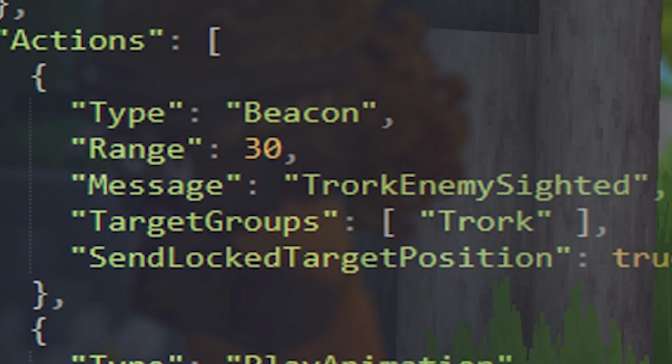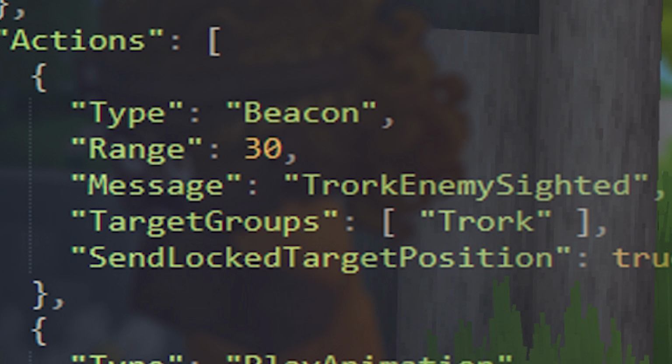So right here we can see the word range. So essentially this is the radius around the mob that it will detect the player or any other mobs if they happen to be looking for them. At the moment I'm not entirely sure what the measurement is because it says 30, but I can't imagine that it would be 30 blocks away that the Trork would notice you. So I'm guessing maybe it's like 10 per block, maybe? Like a 30 radius seems quite sensible there.